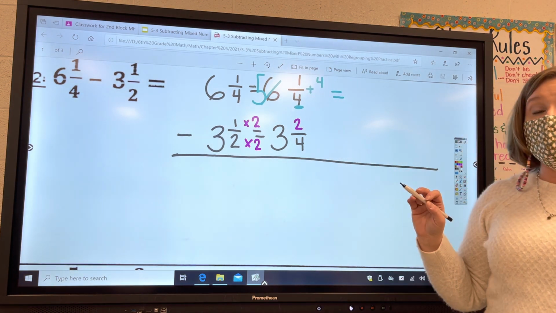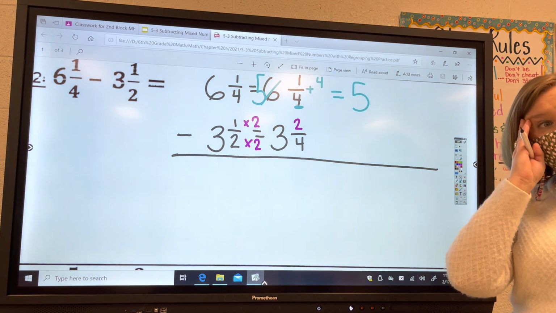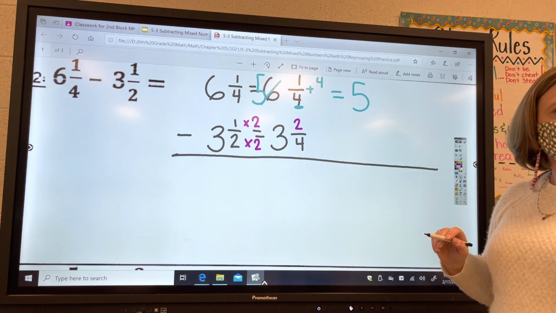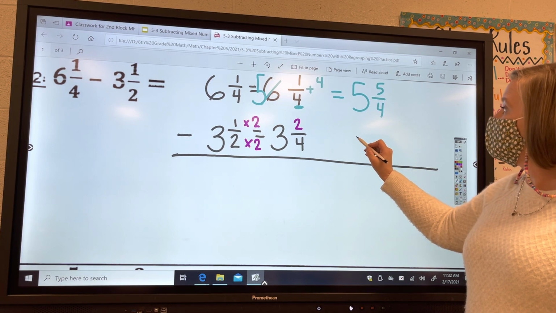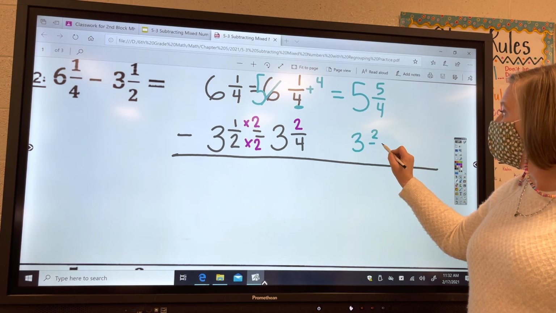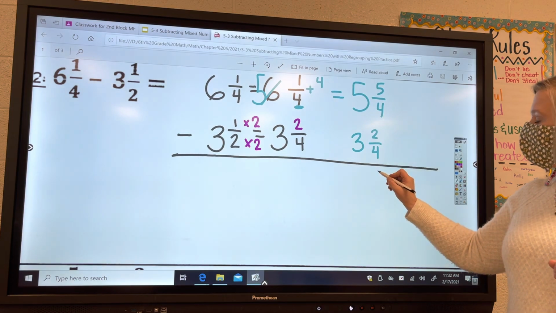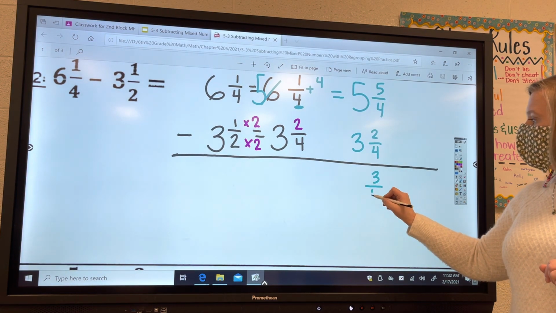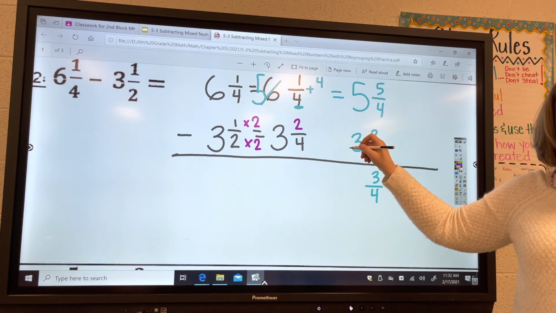So I'm going to rewrite it. My whole number is 5. 1 plus 4 is 5. My denominator stays the same, and my bottom mixed number stays the same. 5 minus 2 is 3. My denominator stays the same. 5 minus 3 is 2.